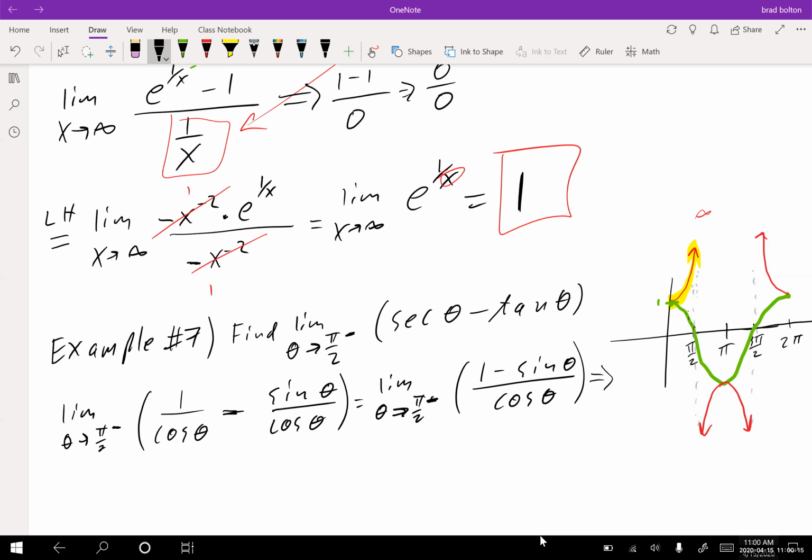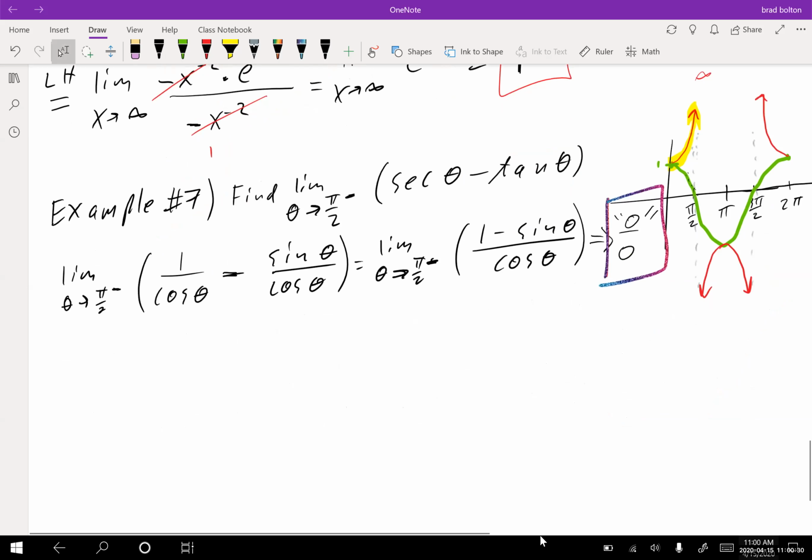And we end up with cosine of theta, which is 0. So we end up with 0 over 0. Remember, this is what we're looking for. We're trying to see if we can get to L'Hopital's form. So now we have the indeterminate form we've been waiting for, so now we can say L'Hopital's applies. And we're going to do the limit as theta approaches pi over 2 from the left.